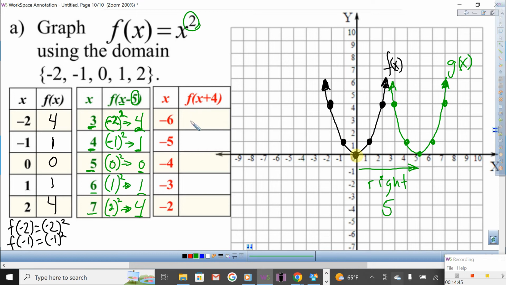Let's see. Let's fill in the values. Here we go. We got x is negative 6 plus 4. That's negative 2. Square that. That gives us 4. Next one. Negative 5 plus 4 is negative 1 squared. That is 1. Next, negative 4 plus 4 is 0 squared, which is 0. And finish off the rest. Plot your points and see if it moves it to the left, as you guys said.